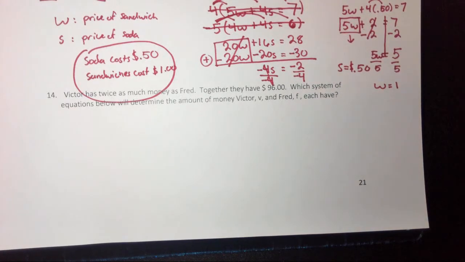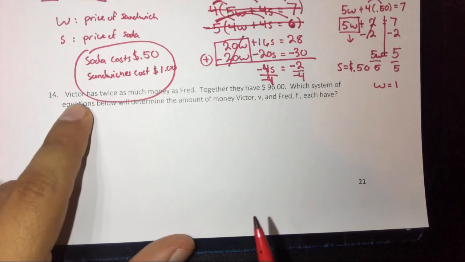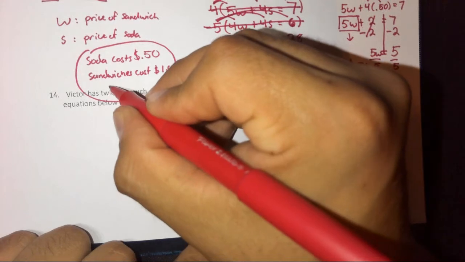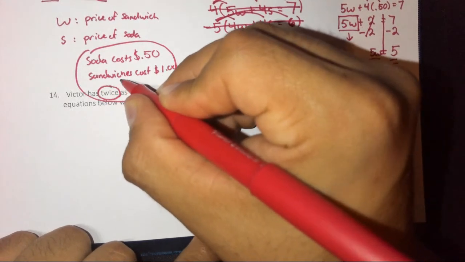Victor has twice as much money as Fred. Together they have $96. Which system of equations below would determine the amount of money Victor (V) and Fred (F) each have? Alright, so we're going to start with that first equation. Victor has twice as much money as Fred. So this word here, twice, means times 2.